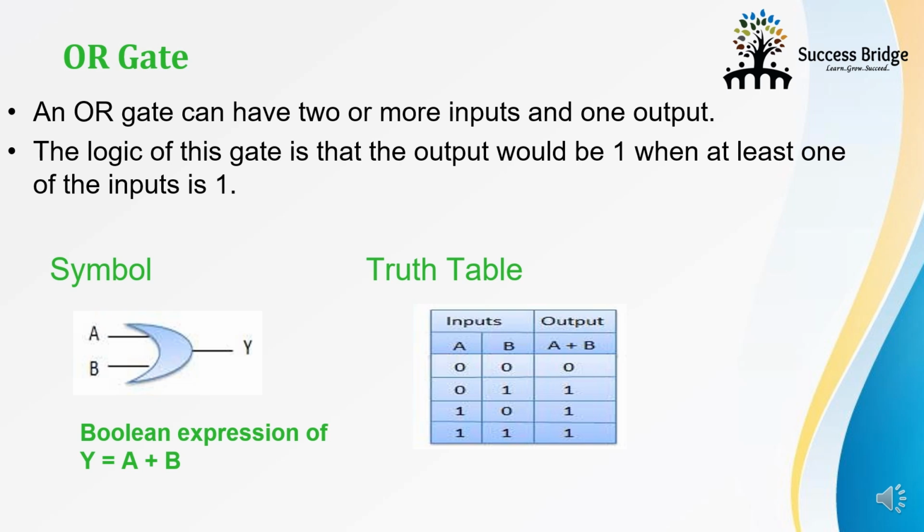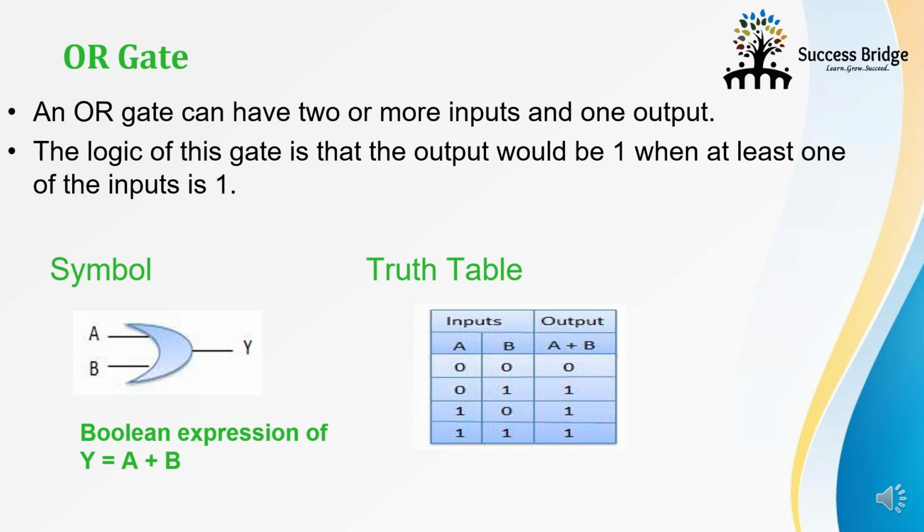If both the inputs are 0, the output is 0. If any one of the inputs is high, the output is high, or if both the inputs are high, the output is high. From the truth table, we can say how the OR gate works. The Boolean expression of the OR gate is Y is equal to A plus B.